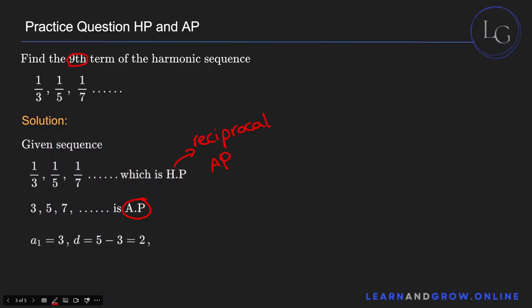Now, all you need to do is find the common difference, right? The common difference, you can just take any two consecutive terms. So let's take 5 and 3. So 5 minus 3 is equal to 2.